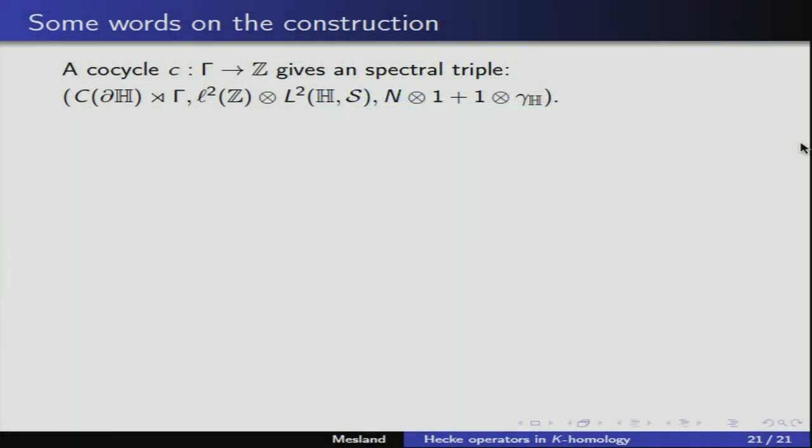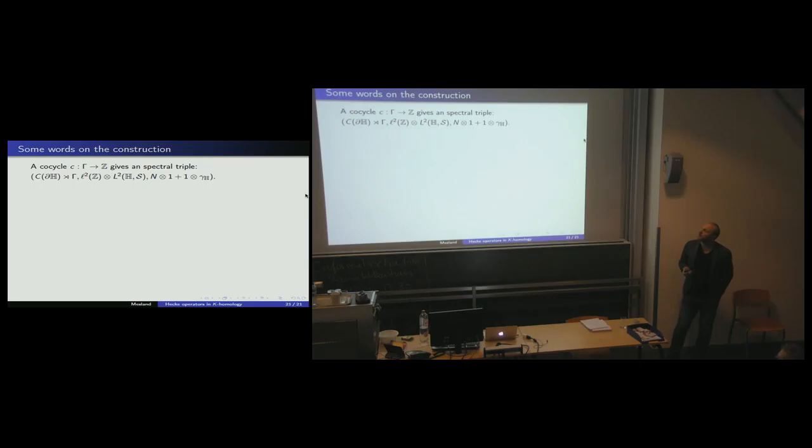A few words to wrap up on the actual construction. If I have an element in H1 of the group, this is given by a cocycle, and a cocycle is just a homomorphism on the group with values in Z. And the way you construct the spectral triple is in that explicit way that I've written. You take L2 of the spinors on the hyperbolic plane, you tensor it with Z, so this is just an infinite direct sum. On L2 of Z, you have this number operator, and on L2 of H comma S, there's a special gamma H operator, which I will tell you in a minute what it is.